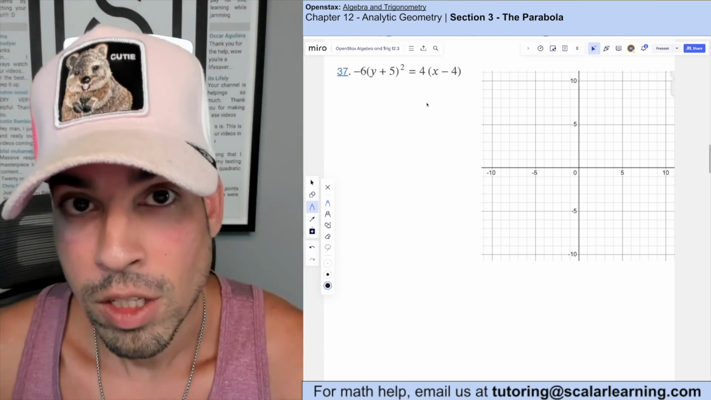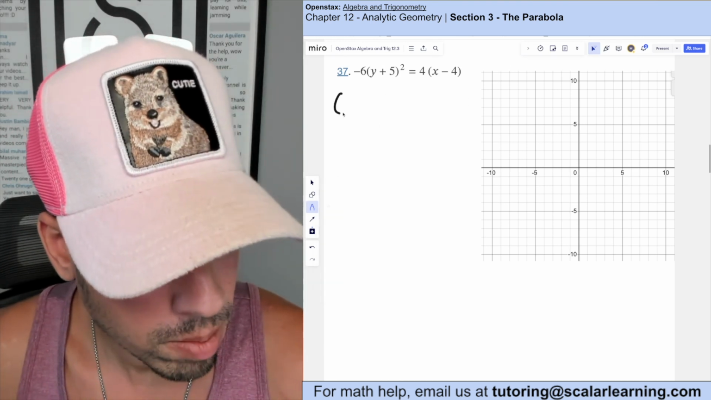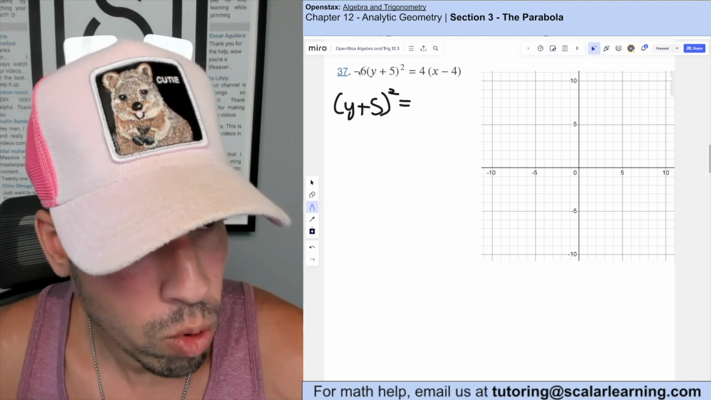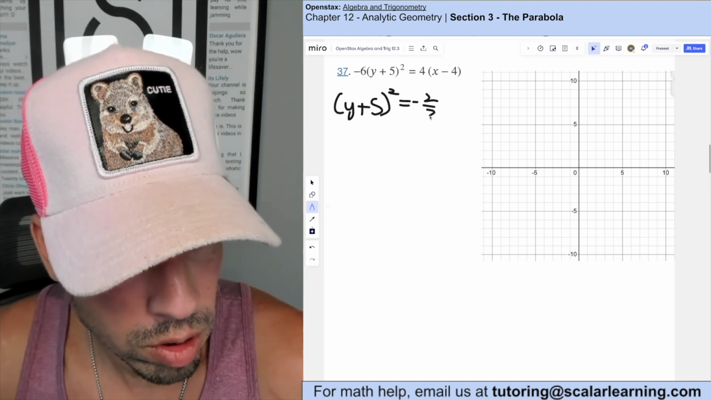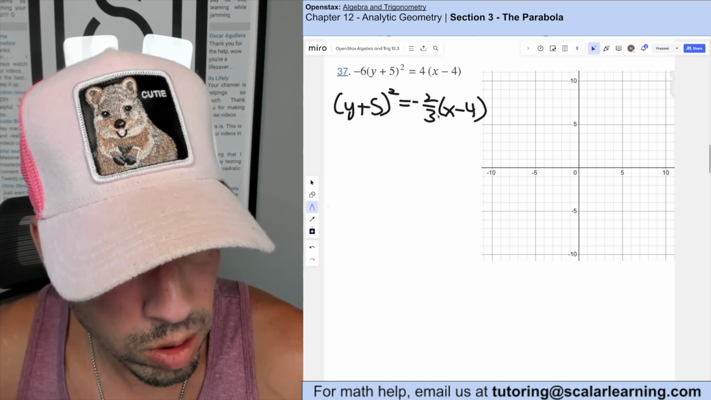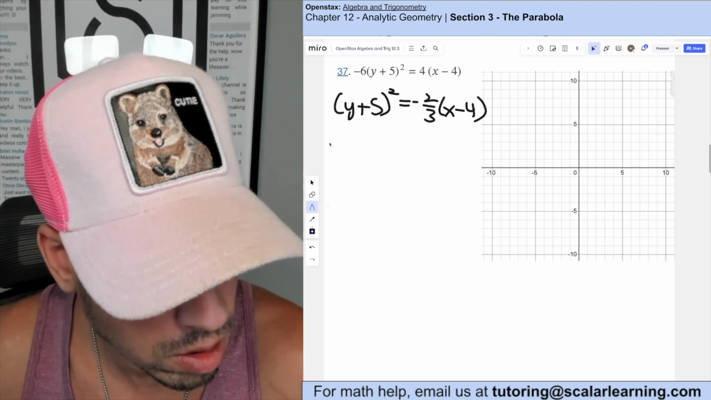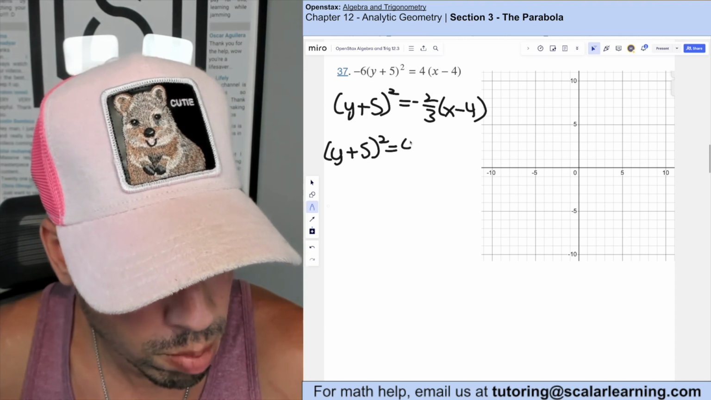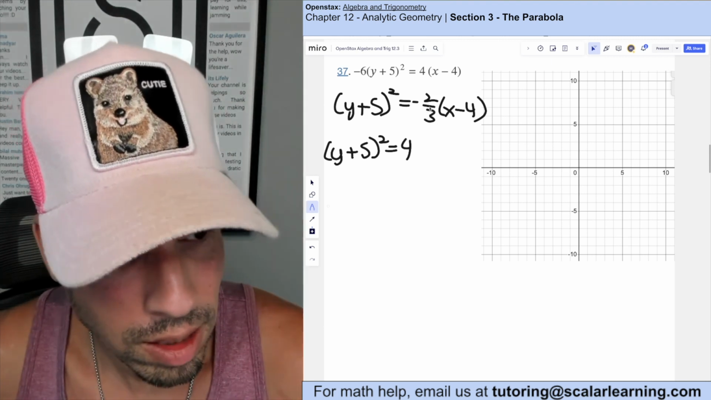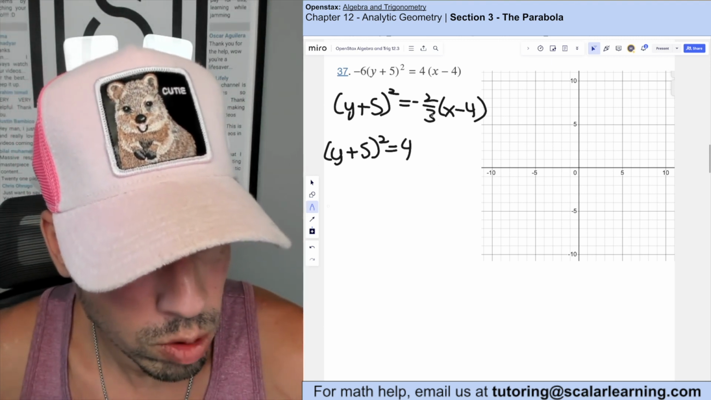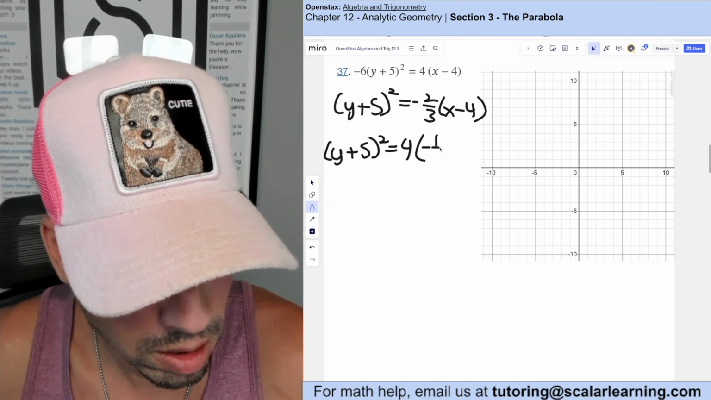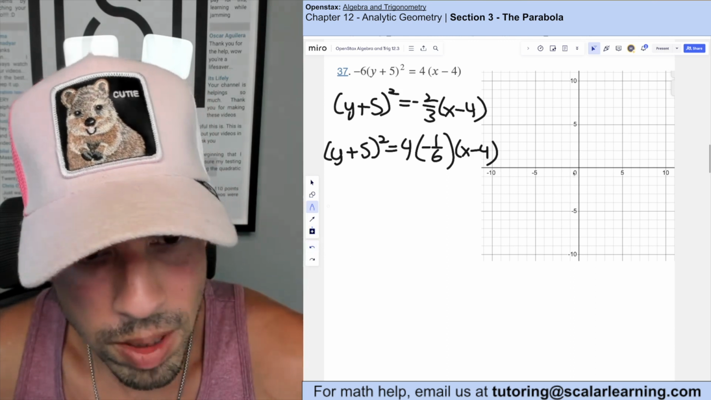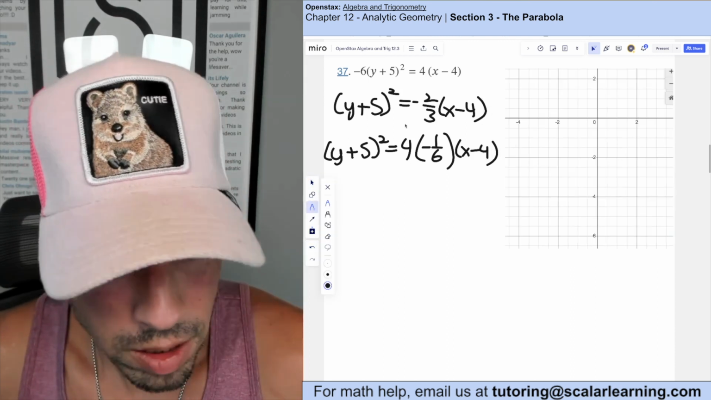Done. So for this one, we're pretty much in good shape. The only thing I'm going to do is divide both sides by negative 6. 4 over negative 6 is negative 2/3. And then I'm going to do one more thing. I'm going to extract the 4 from this. So I got y plus 5 squared is equal to, and then we pull a 4 out. And that's like dividing this by 4, which would be, I think, negative 1/6, right? And so now I can see my p-value is negative 1/6. I'm actually going to change this graph. That'll make it easier to graph now.